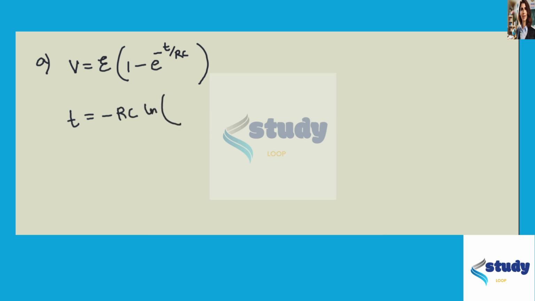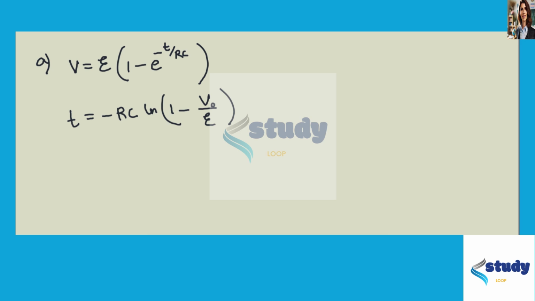Now we know that the equation for charging is V equals the EMF voltage times 1 minus exponential of minus T over RC, where RC is the time constant. And from there, if we solve for T, we get minus RC times log base e of 1 minus V over the EMF voltage.